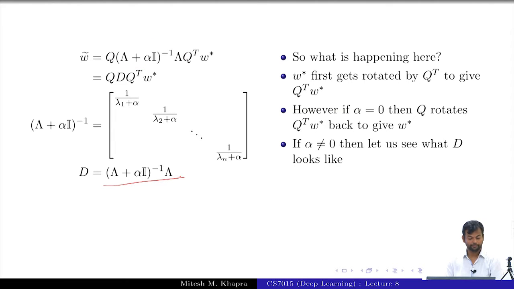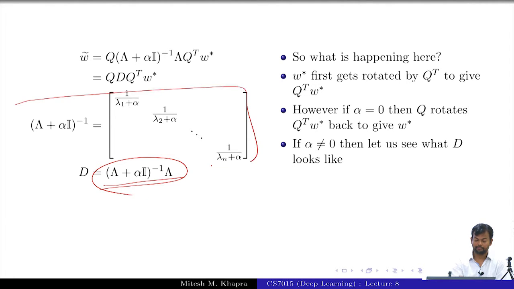So what is D going to be? What's the first element of this matrix going to be? How many of you say lambda 1 by 1, lambda 1 plus alpha? This much is clear? Everyone gets this? Okay. So this is a diagonal matrix of the form A, B, C.